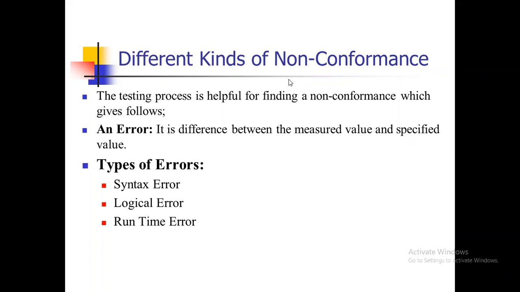Then the next error is runtime error. This kind of error is generated after the execution of the program, that means at the time the program is in running mode. Whenever we run that program, the error occurs at runtime. There are many reasons for runtime errors, like array out of bound error, divide by zero, and floating point error. These types of errors are runtime errors.